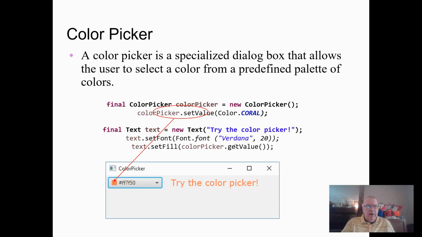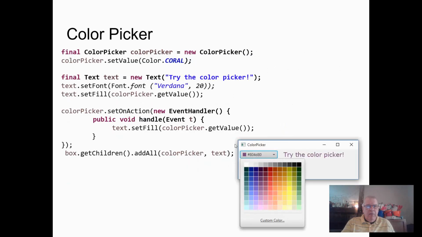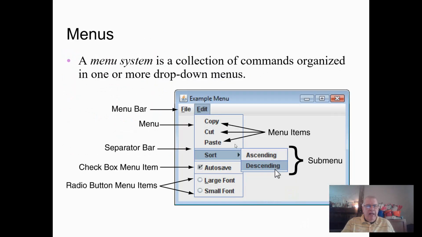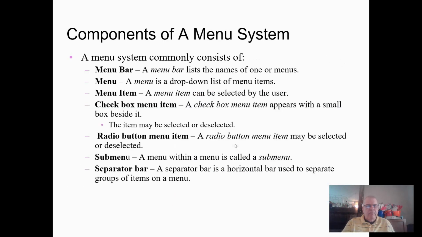So here's a color picker, and I won't go through the details of that. And there's a menu system. So all sorts of elements of a menu system: the menu bar, the menu items, the menu itself, the separator, and so forth.